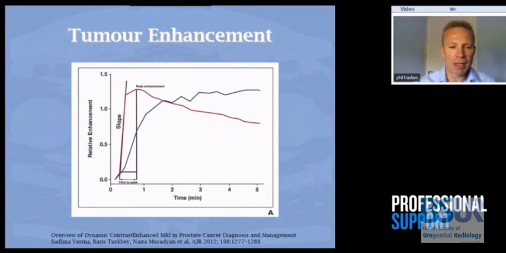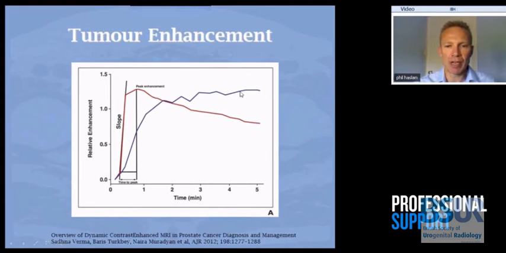This paper here, which I'd recommend you read, gives a very good overview of dynamic contrast enhanced MRI in prostate cancer diagnosis and management. That was AJR 2012. There's a very nice graph here which shows what happens with a tumour. The red line is the tumour, and there's peak enhancement. The blue line is normal prostate tissue, which has got much slower enhancement.